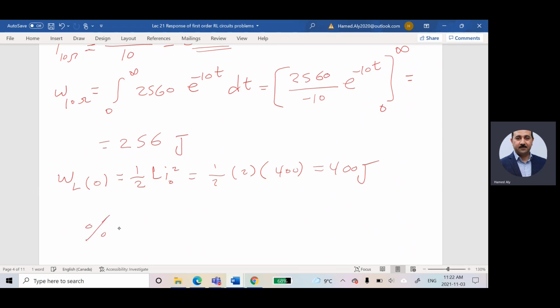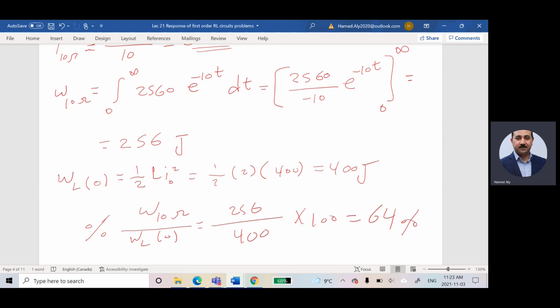And if you would like to find the percentage of the energy in the 10 ohm and the energy in the inductor, you can divide those, which is 256 divided by 400. And this is what he asked me about, which is 64%. So what I need from you today is to know how to use the equations for the inductor. If I have an RL circuit, how to use the equations for the inductor for finding the voltage, for finding the current, for finding the power, for finding the energy.